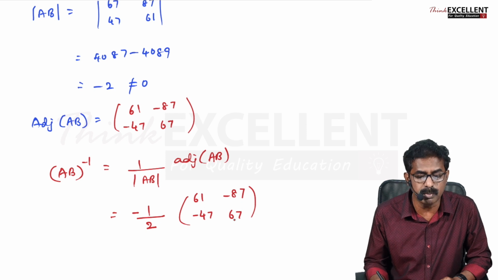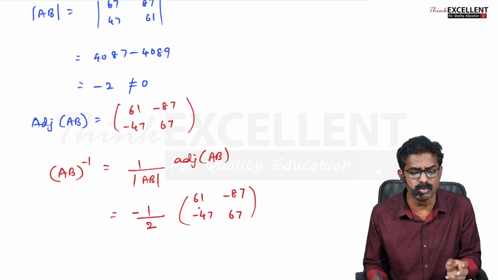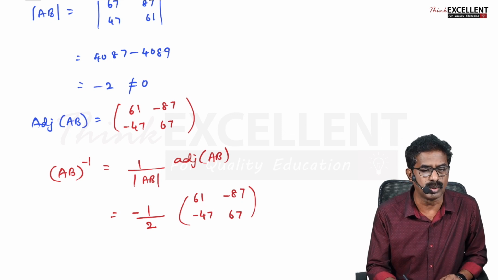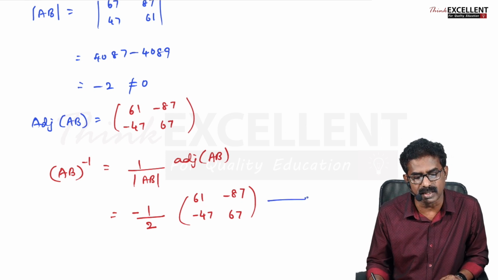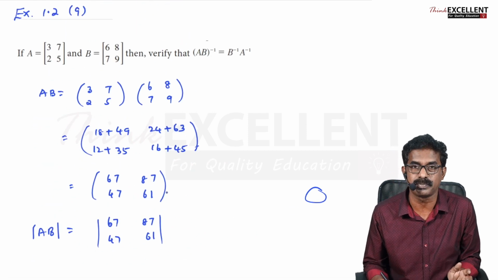If every element is divisible by 2, you divide it. Otherwise, minus 61 by 2, minus 47 by 2. Anyhow, you cannot simplify, so better you leave it like this. So this is equation number 1. This is the answer for LHS.